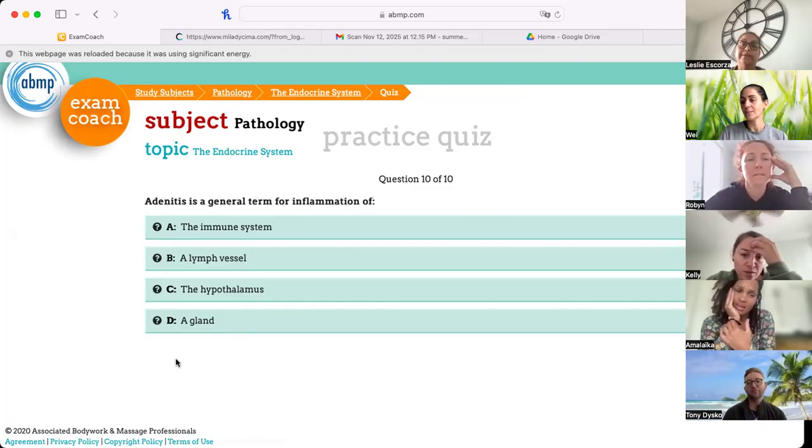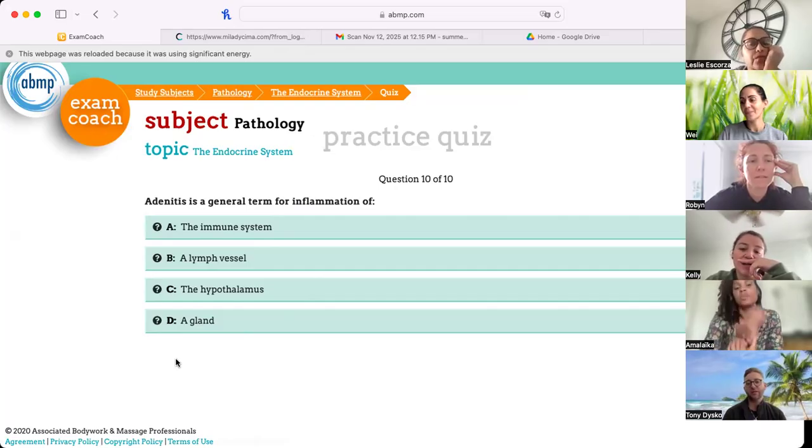Yeah. No idea. Because it says general term, so it wouldn't be the hypothalamus because that's specific. That's right. True that. Okay. Yeah, a gland. Let's see.